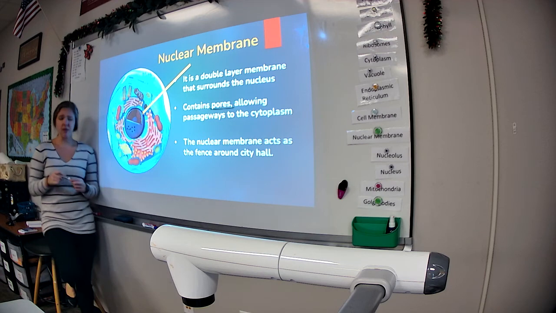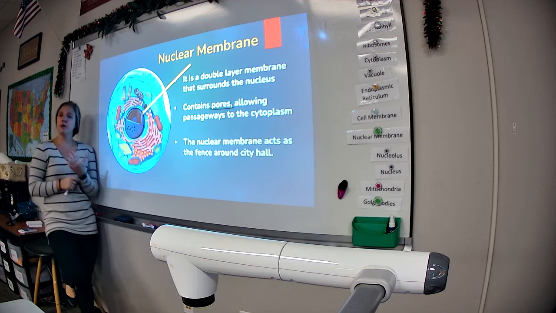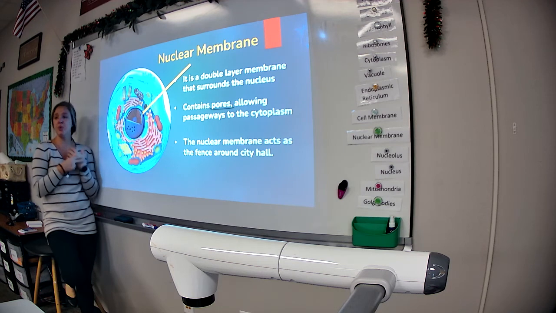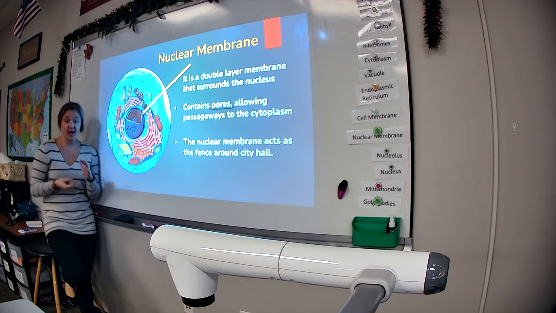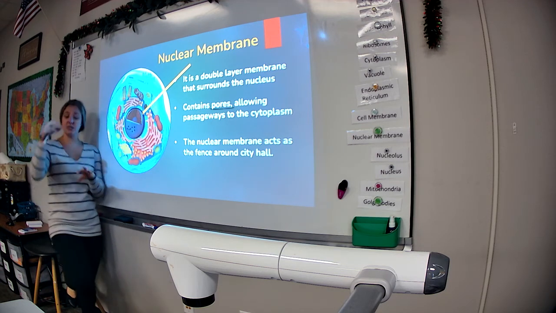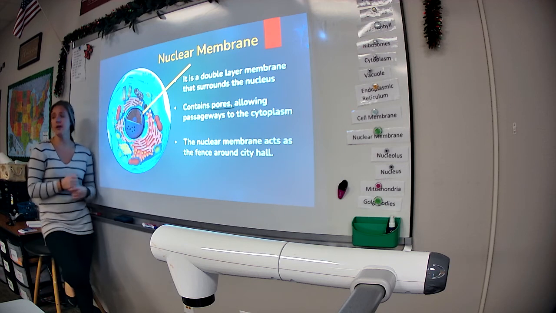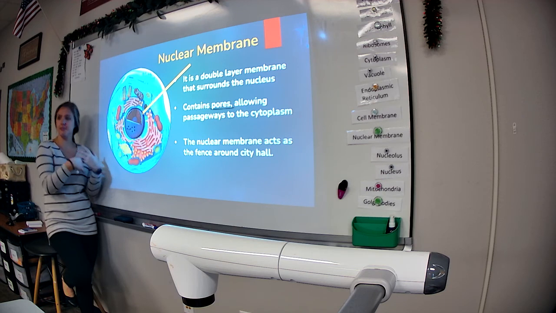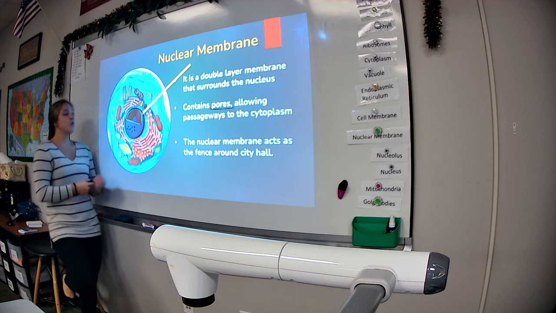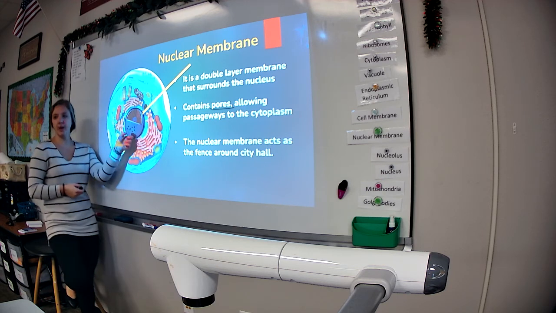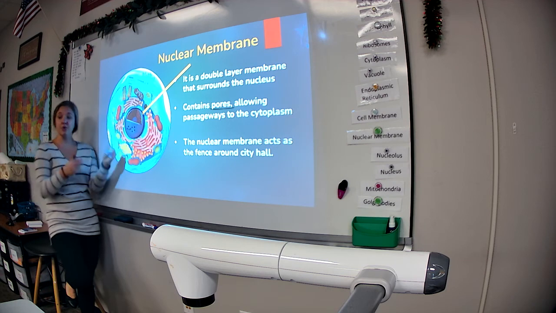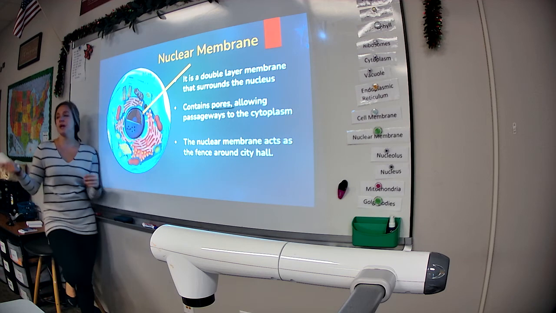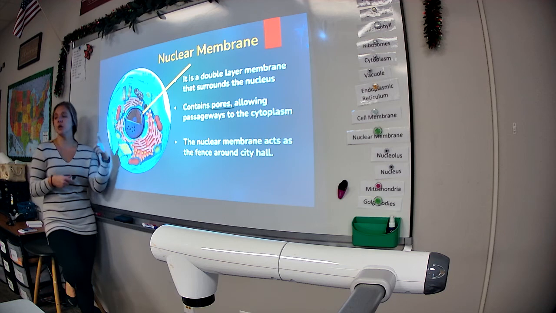Now, pores are tiny little holes in something. Our skin has pores, right? That's what our sweat comes out of. That's what water is absorbed into. Little tiny holes in our skin that allow passageways into our skin, basically. So the pores of the nuclear membrane allow things to move in and out of the nucleus into the cytoplasm. What they allow to go in and out, we'll talk about in just a minute.